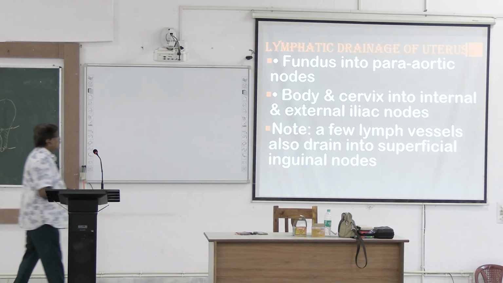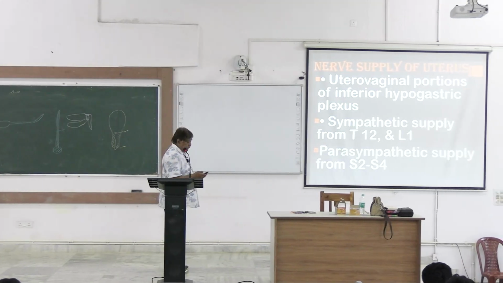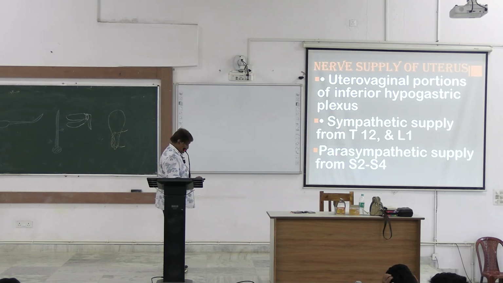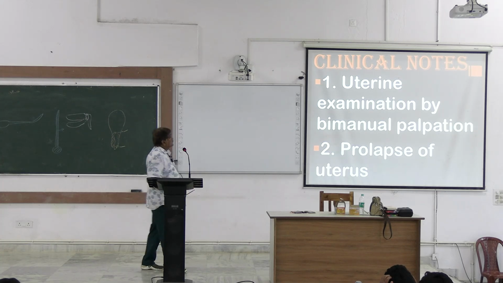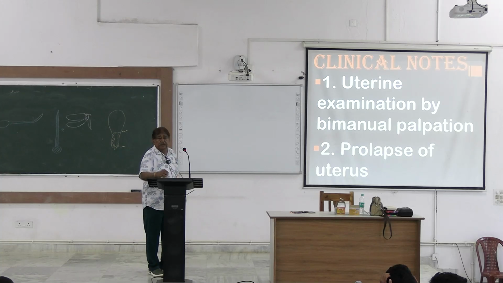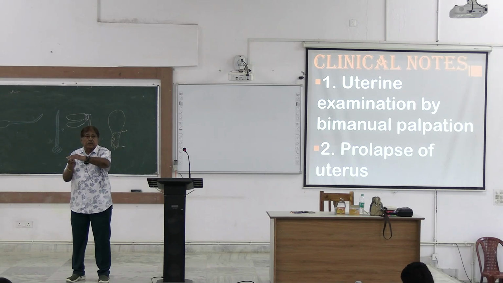Now, nerve supply: uterovaginal portion of the inferior hypogastric plexus, sympathetic supply from T12 and lumbar 1, parasympathetic supply from sacral 2 to sacral 4. Critical notes: uterine examination by bimanual palpation and prolapse of the uterus. So bimanual means you wear gloves and then you put 2 fingers in the vagina and one hand on the lower abdomen. You can feel this thing.